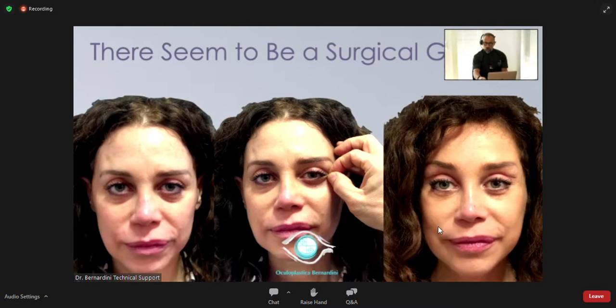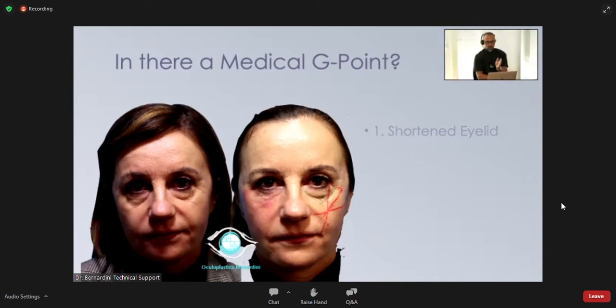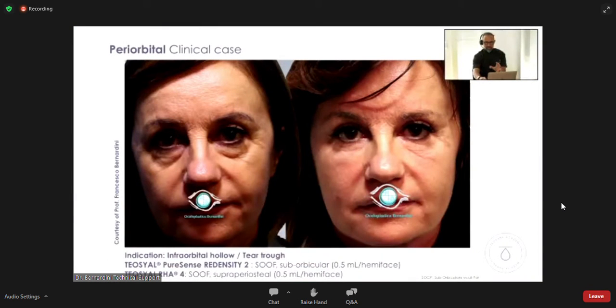So this is the patient before, and this is the split face result with the right side treated, the left side to be treated. If we look at the result on the right side, we see that the lower lid is shortened, the cheek is elevated, and transition is improved. So it's getting there. And this is the 6-month result of the patient that you saw in the split face.